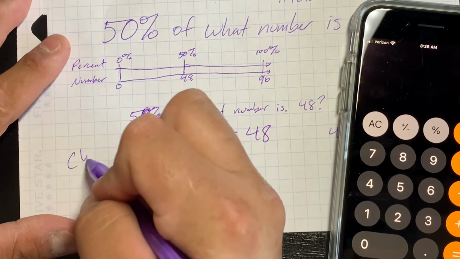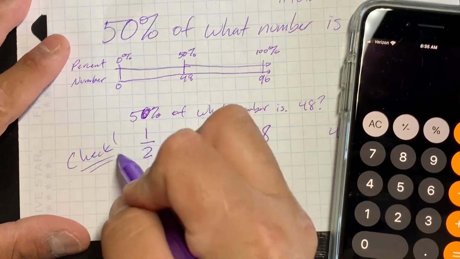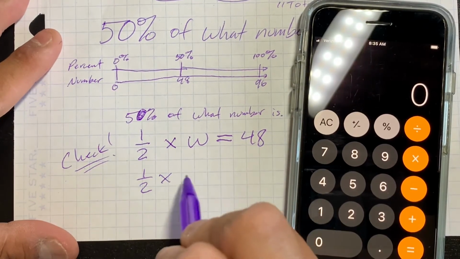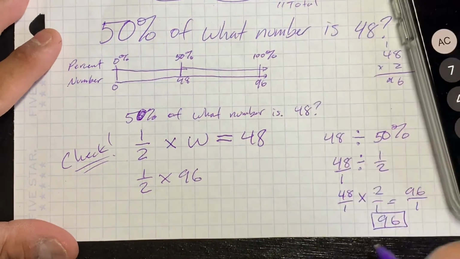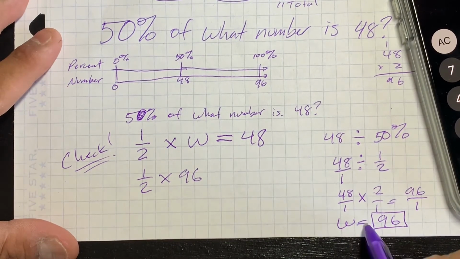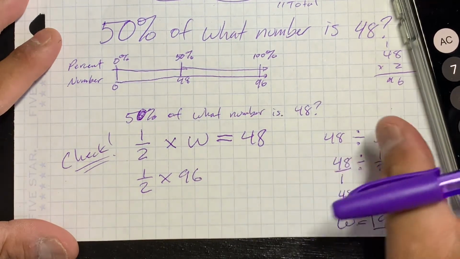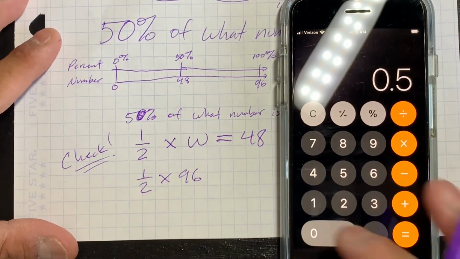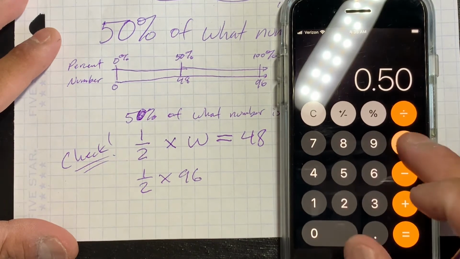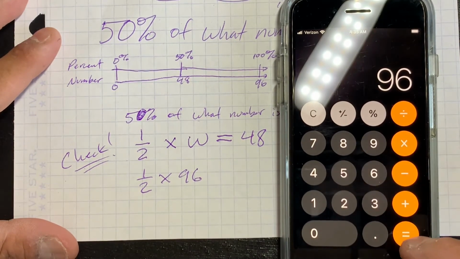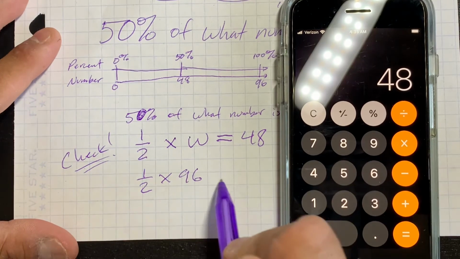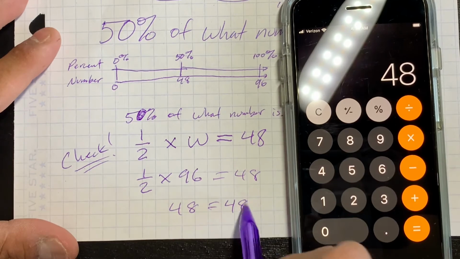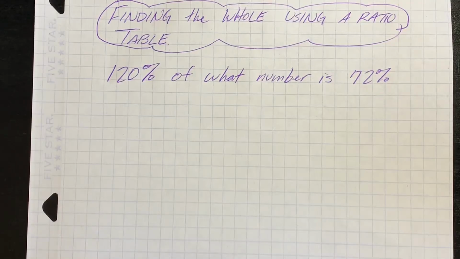So we have half. We're going to check now, and we're going to see if it matches. So half times 96. We're saying that W equals 96. The whole is 96. So half is going to be 0.50 times 96. We should get 48. Boom. So that's going to be 48. So 48 is equivalent to 48. So it checks.